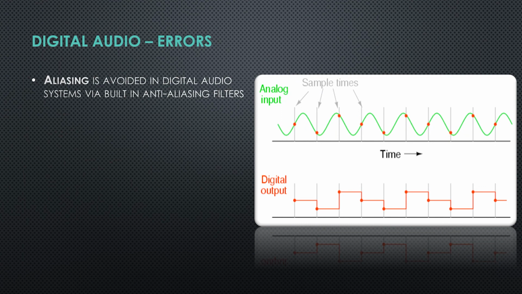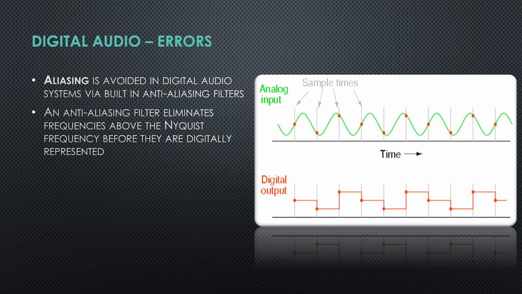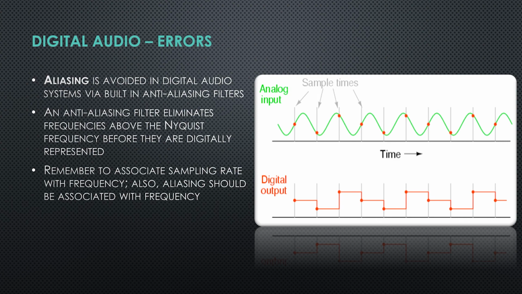A little bit more on this. Aliasing is avoided in digital audio systems via built-in anti-aliasing filters. So quite often these anti-aliasing filters are working behind the scenes even if we are not aware of them. The anti-aliasing filter eliminates frequencies above the Nyquist frequency before they are digitally represented. So as long as we remove these super high frequencies, we don't have to worry about the digital system falsely recreating them and messing up the sound of what we're going for. They can't mess things up if we simply get rid of them before they're converted to digital information. Now remember to associate sampling rate with frequency, and also aliasing should be associated with frequency.